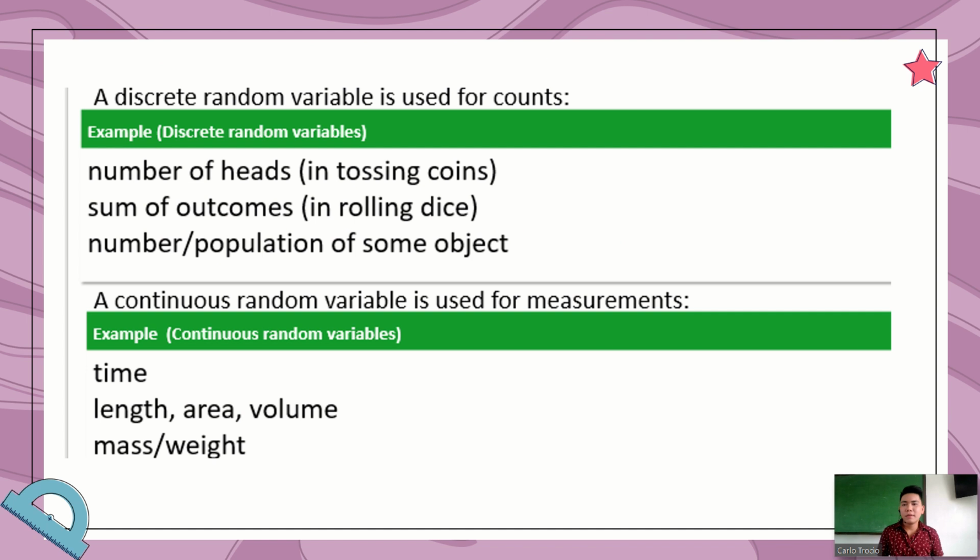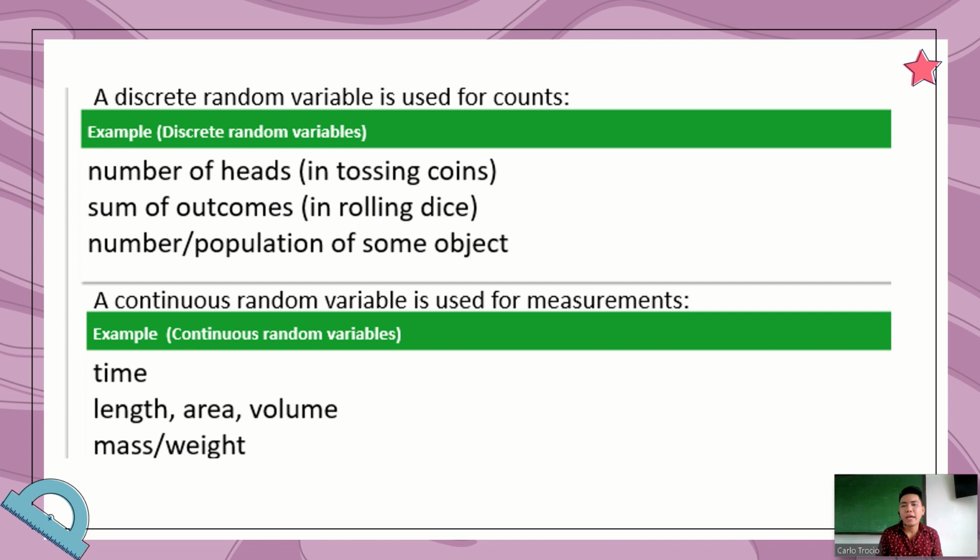Okay, let us have the discrete random variable and continuous random variable. These are two types of variable. We can also categorize it in data, but that is another thing. But this is variables. Okay, so discrete random variable is used for counts. When you are counting things, objects, or people, or anything that you are counting, it should not have a decimal.